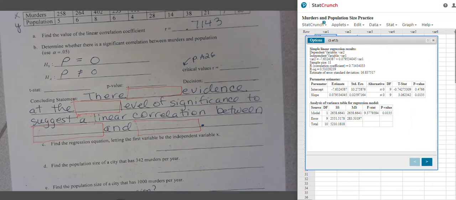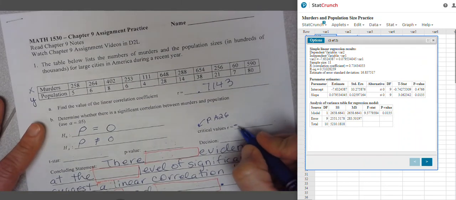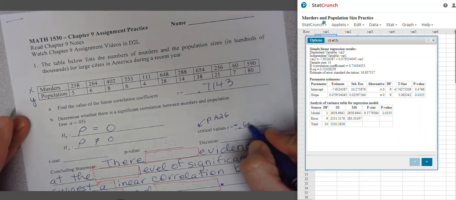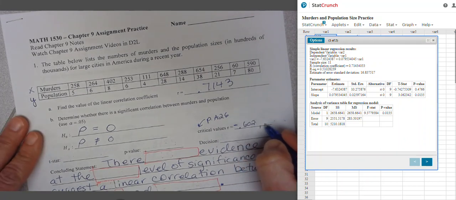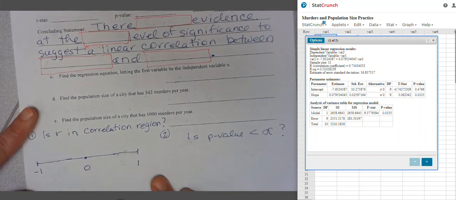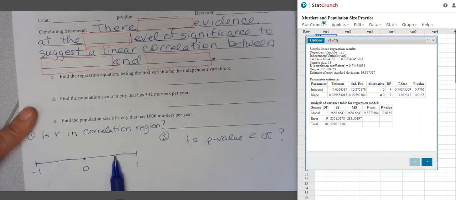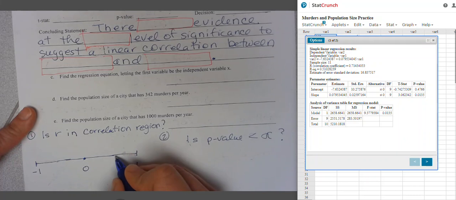Actually, we have a positive and negative. So let's see what that means. Let's go down here. I'll write it down here first. So our critical values are -0.602 and positive 0.602. Let's go down here. Here's our continuum. We need our cutoffs. Based on alpha being 0.05, where is the cutoff for saying that we have significant linear correlation?